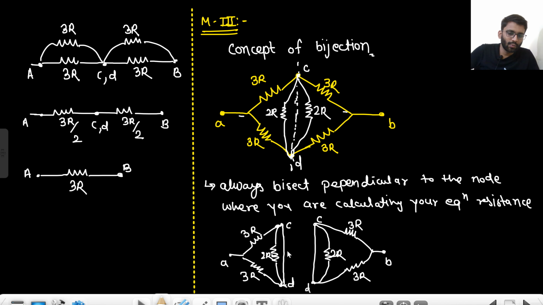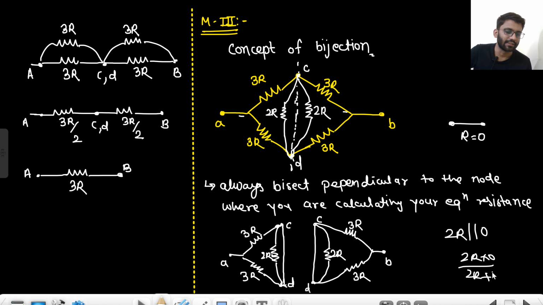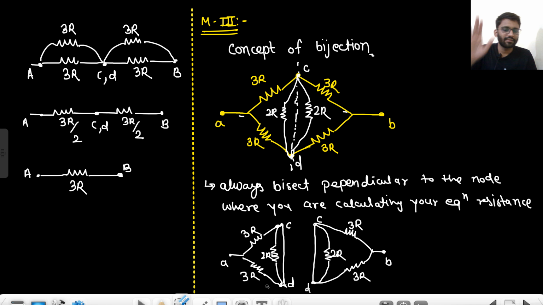Now tell me, this 2R is parallel to 0 resistance. Short circuit means 0 resistance. I told you, right? So 2R parallel to 0 resistance: what will be the final answer? 2R into 0 upon 2R plus 0, which equals 0. Whenever a resistance is connected in parallel to a short circuit, the resistance will not come into action. So basically this 2R will go, and this 2R will go, because they are connected in parallel to the short.